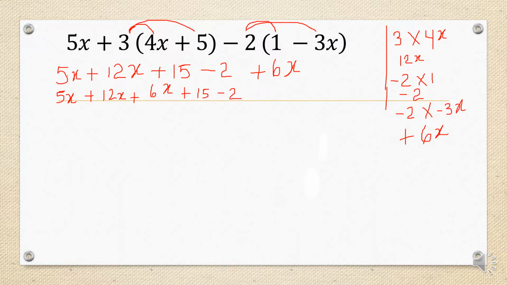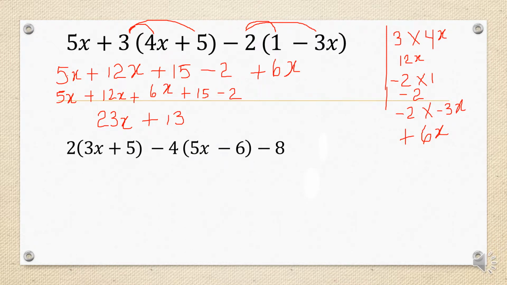Okay, and remember in algebra we can add and subtract like terms. So 5x plus 12x plus 6x will give me a total of 23x, plus 15 minus 7 will give me 15 minus 2 will give me 13, and this is our answer.